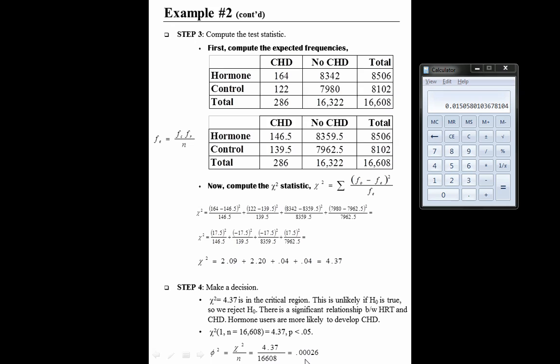Now keep this in mind too. Even small effects can have important results, very meaningful results. There are lots and lots and lots of women taking hormones. So even a small effect size can translate into a lot of women getting heart disease.